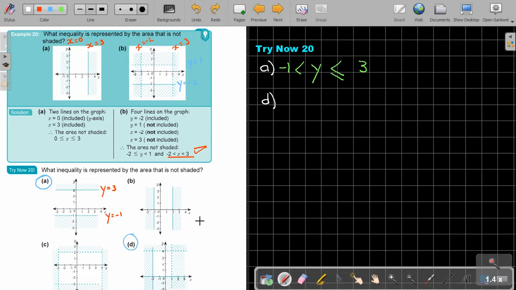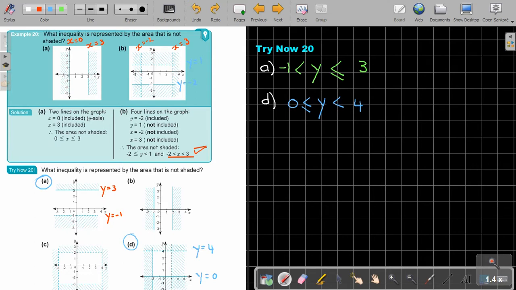So in number D, I'm just going to do it like this. First I'm going to write down all the lines. It's cutting the y-axis, so y equals 4, and this is on the x-axis, so it's y equals 0. So let's start with this one, y. The open sides face the same side. So y is bigger than 0 and smaller than 4. But again, this is a solid line, so there's the equal sign. This is a broken line, so there's no equal sign.